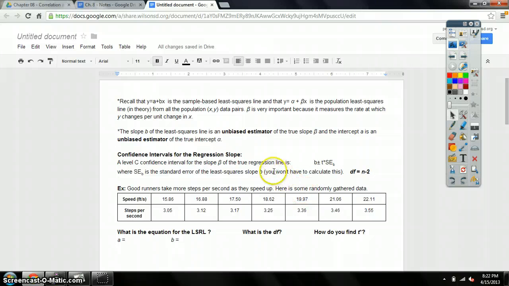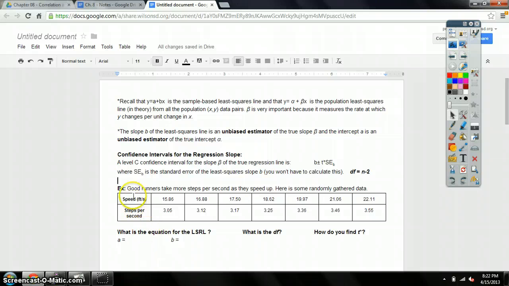Okay, you're not going to have to be able to calculate this. It'll be given to you in a problem, or you can also solve this using your calculator, which would just find it for you, basically. Okay. One thing we will need to know is the degrees of freedom. Our degrees of freedom are equal to the sample size minus 2, so n minus 2.